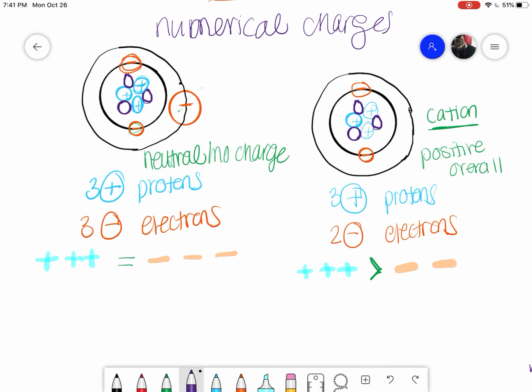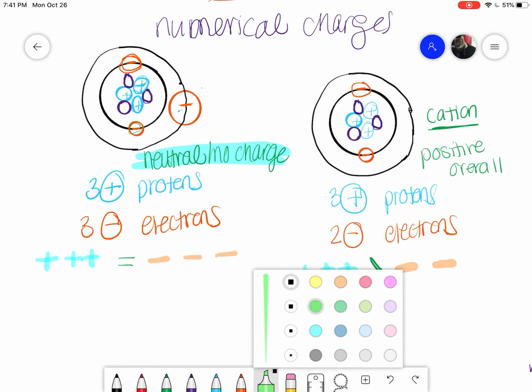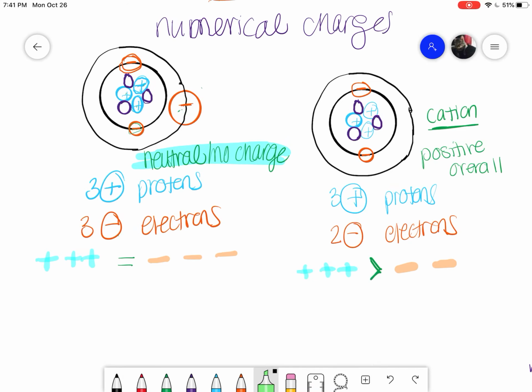We have two atoms. The one on the left has a neutral charge or no charge, and that is because our 3 positive protons cancel out with our 3 negative electrons, and that just means we have the same amount of each. We don't have one more than each other, and so that charge would be 0. But what happens when we lose an electron?